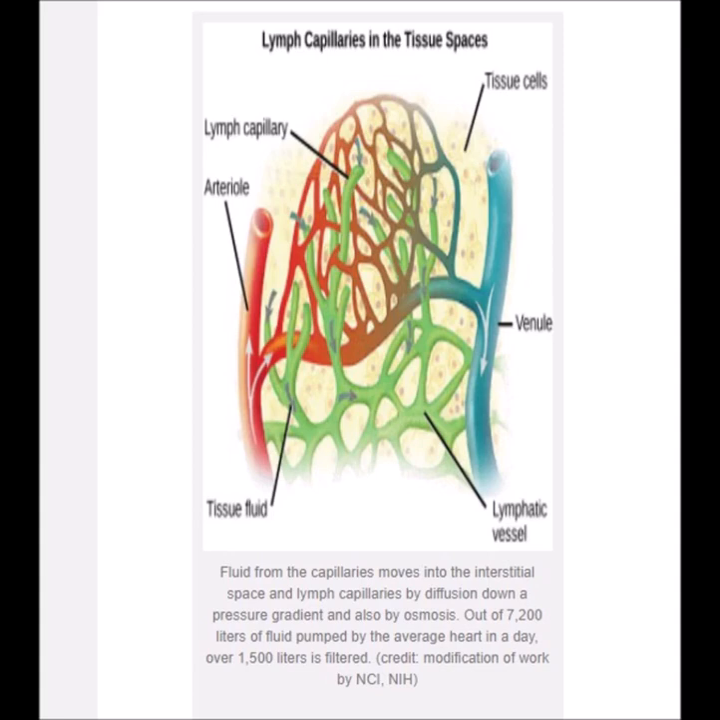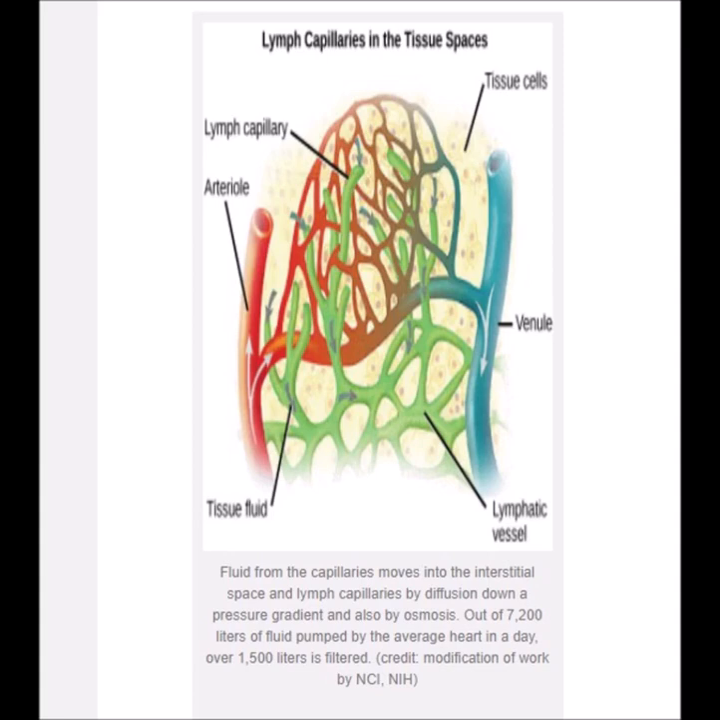The fluid in the lymph is similar in composition to the interstitial fluid. The lymph fluid passes through lymph nodes before it returns to the heart through the vena cava. Vena cava is spelled V-E-N-A C-A-V-A. So it returns to the heart through the vena cava.